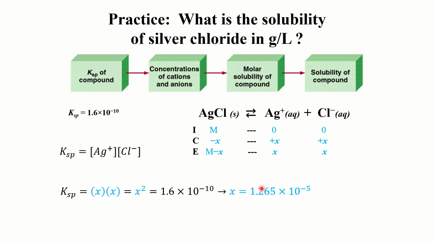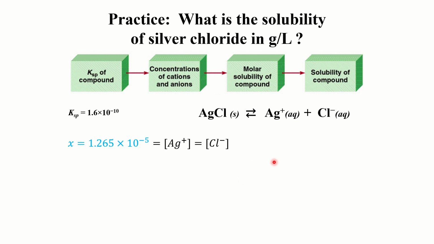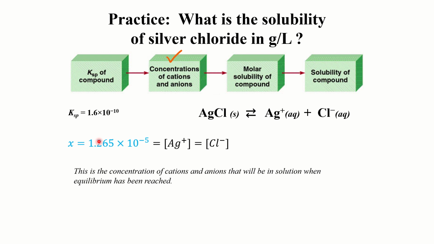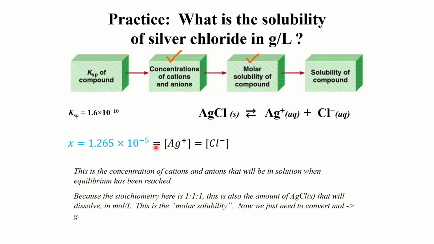So again, one more time, if you are asked for the molar solubility of the compound, whatever you find x to be is your answer. x is the molar solubility of the compound. Now, in this problem, it just so happens that x is equal to the Ag+ and the Cl-, so this tells us the concentrations of the cations and the anions. And again, noting that our x value gives us the molar solubility.